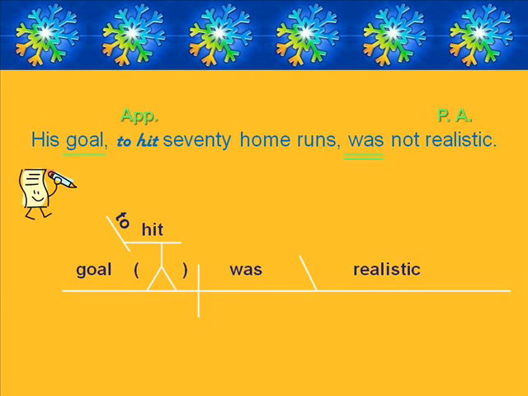Okay, here's the answer for this one. This time, the infinitive, to hit, is the appositive of the sentence. So it gets placed right next to the noun that it's describing, which this time is the subject goal, and we put the parentheses around it. Also notice that realistic is a predicate adjective, so the line is slanted between was and realistic.